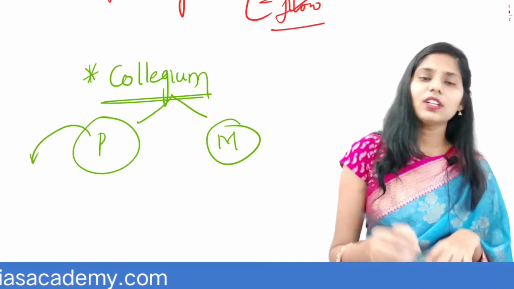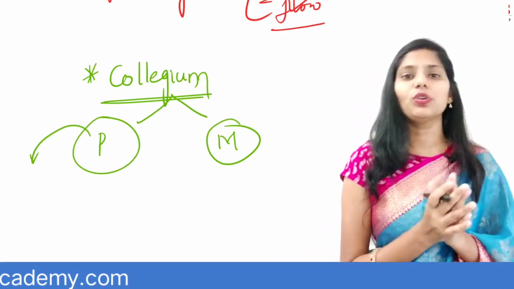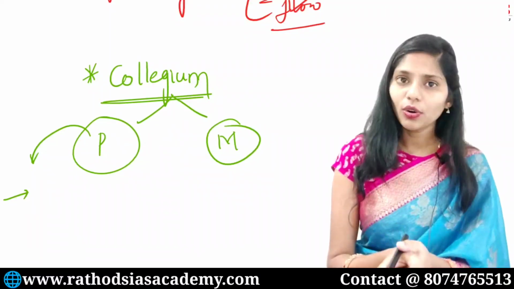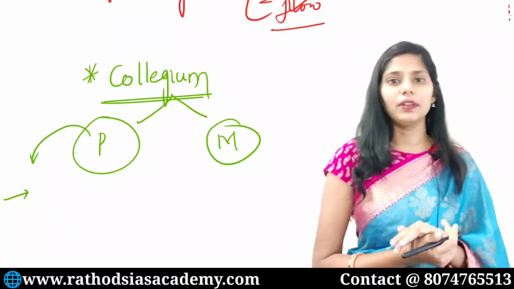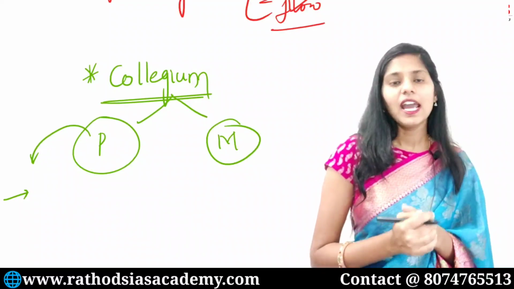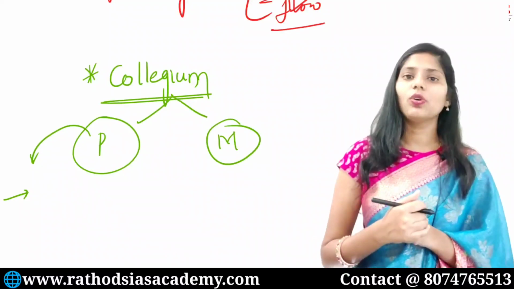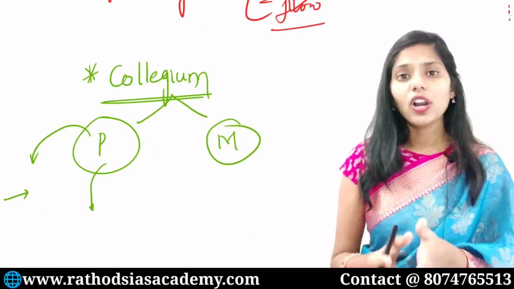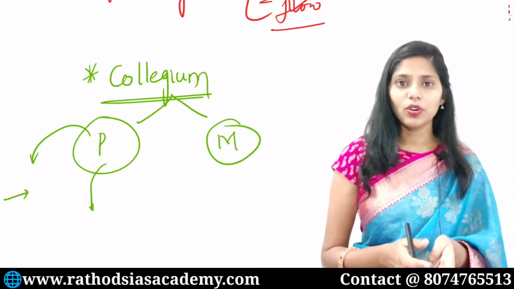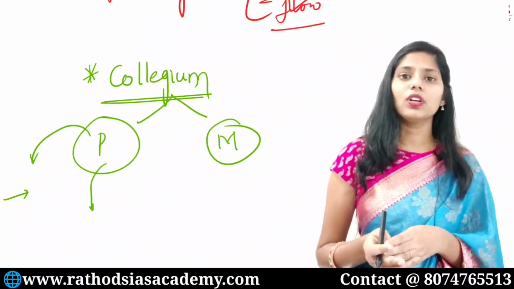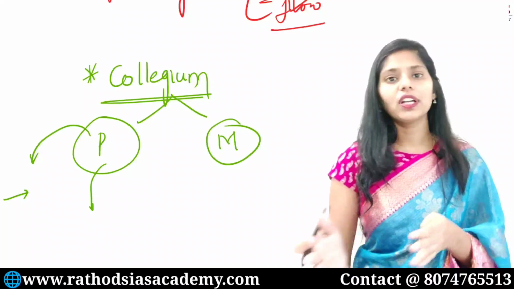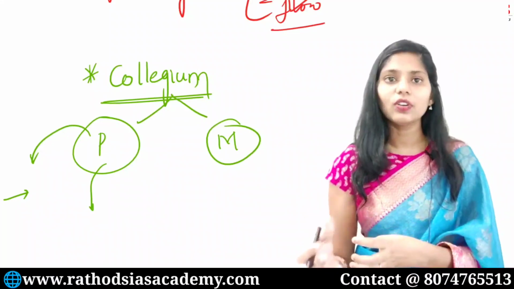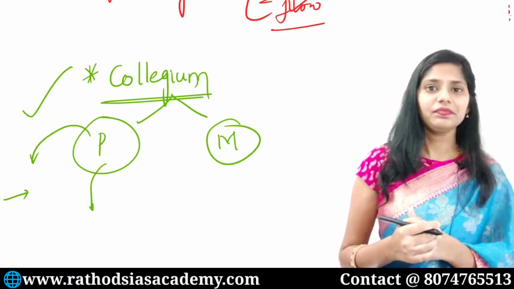In prelims, you can get questions from the basic facts of this collegium system. For example, you have to know whether the collegium system is a constitutional body or a statutory body, and in which year we came up with it. You can get questions like, what are the qualifications of a judge of the Supreme Court or High Court? How are the judges of the Supreme Court and High Court appointed? In this way, you can get some basic background questions in your prelims.